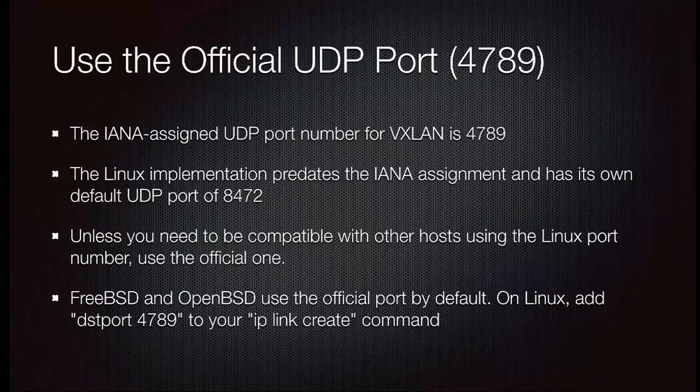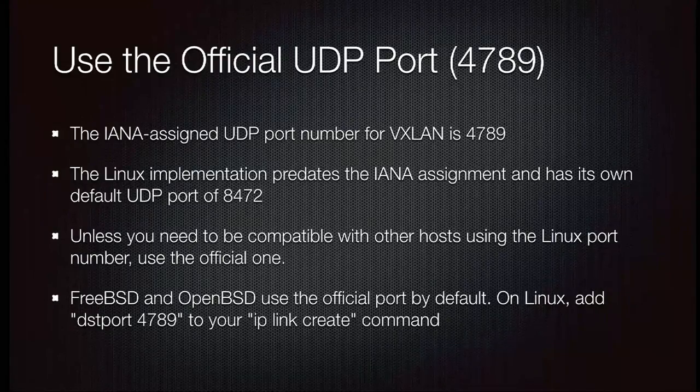You're going to want to use the official port. The IANA has assigned 4789 as the UDP port for VXLAN. Linux in particular did not use this initially. They had their own, 8472. So if you're interoperating with Linux, you want to check that.